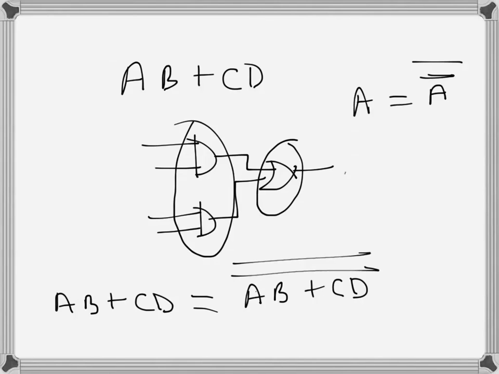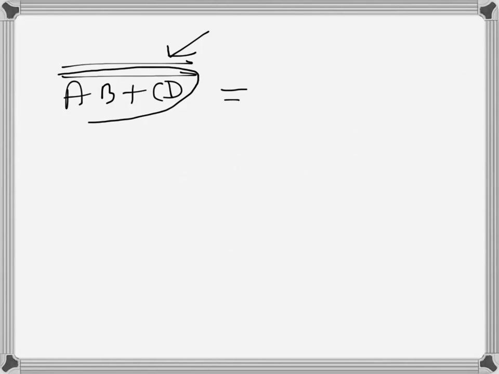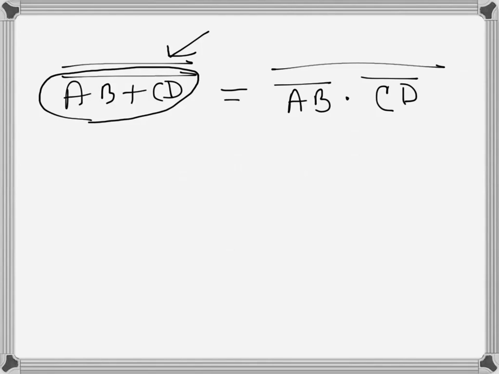Now in this expression, we will apply De Morgan's theorem. So I will write it again. The top bar remains there, but in this part we will apply De Morgan's theorem. So it will become (AB)' dot (CD)', like that. I have not changed the top bar, only the bottom bar, and now this expression has become a NAND gate.